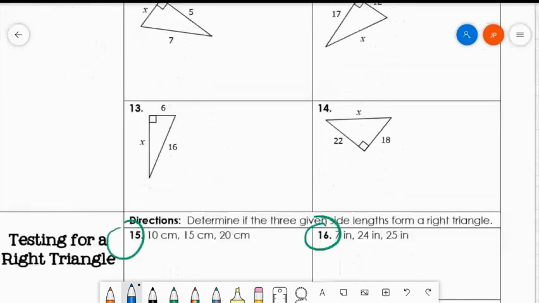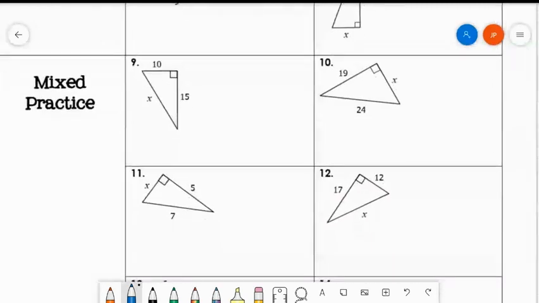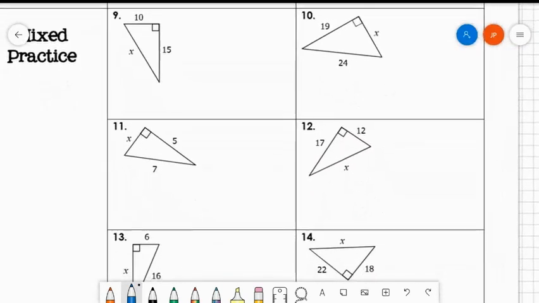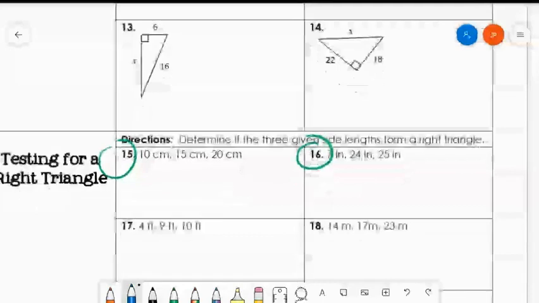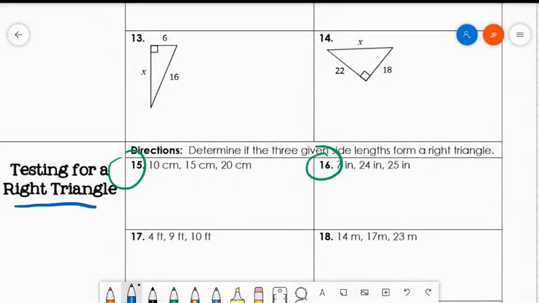So let's scoot down here. These ones are basically everything you just did, but they're mixed up between finding a leg and finding a hypotenuse, so you're going to try those in a second. But I just want to show you one more thing, and that's testing to make sure you've got a right triangle. Remember, we can only use a squared plus b squared equals c squared if we have a right triangle. So if they're giving me side lengths, I can figure out if it's a right triangle just by plugging them into the formula. The only thing that really matters is that your longest side is always c.